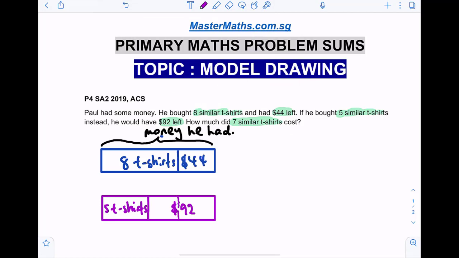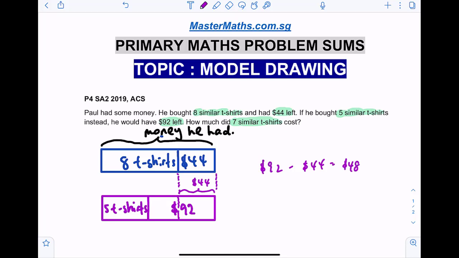Okay, so this side here will be $44, right? Same as the top part. So what is 92 minus 44? $92 minus 44 will be $48.